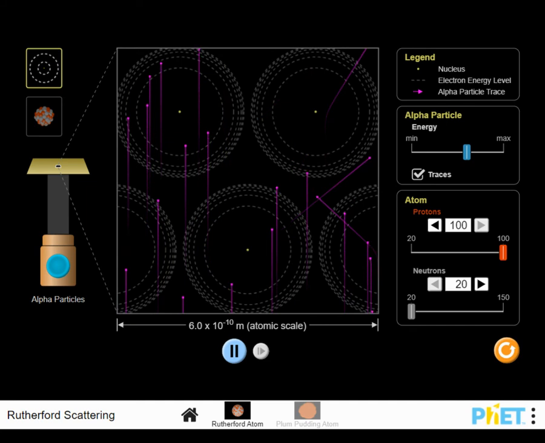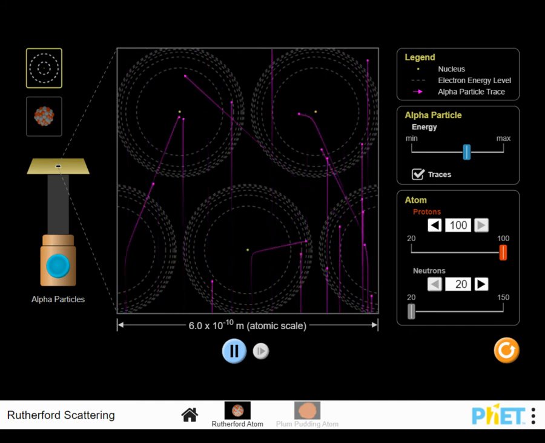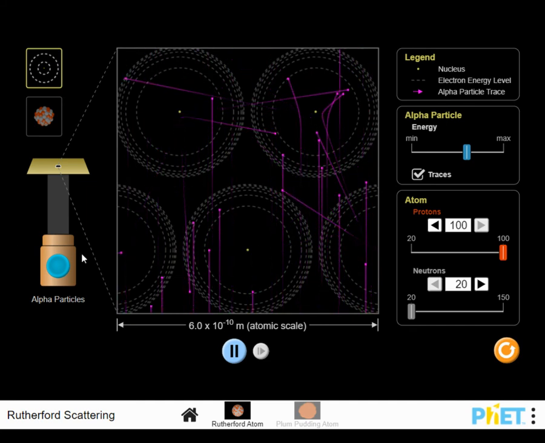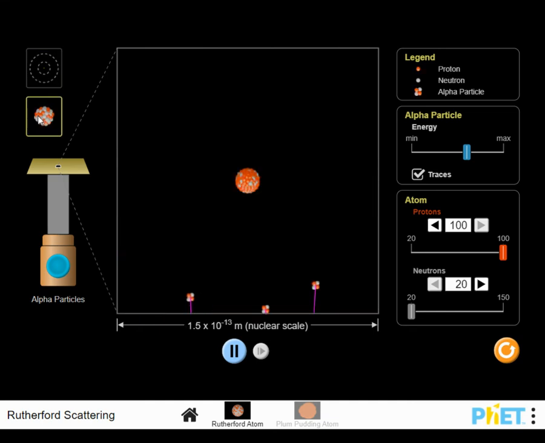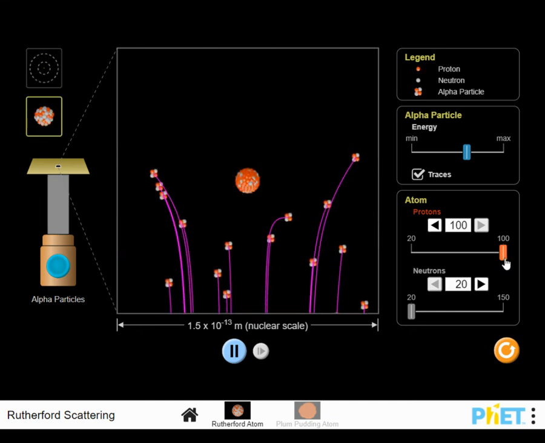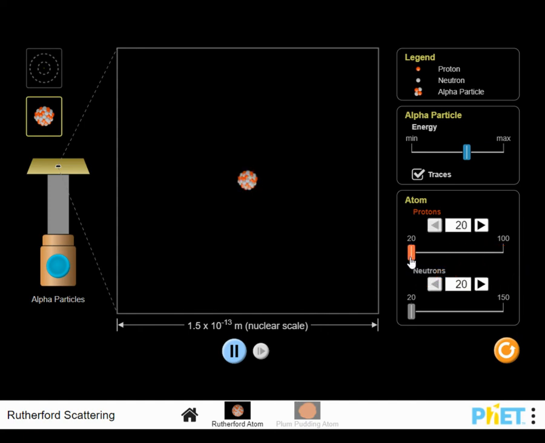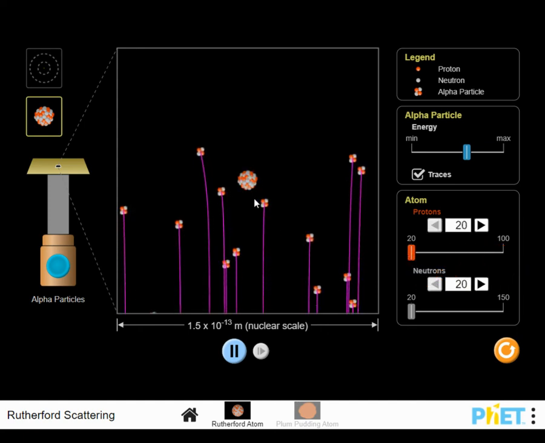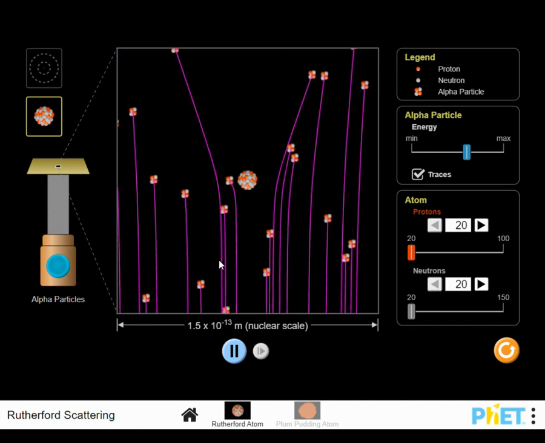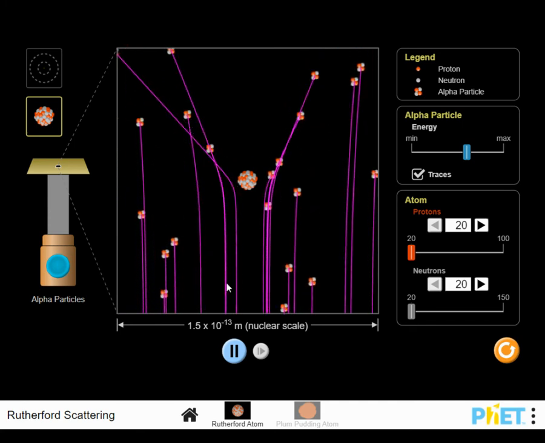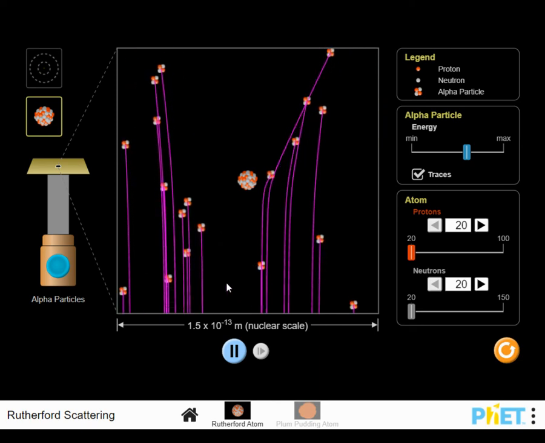Number 5 says, click on the red or gray sphere and reset the number of protons to 20. Okay, so we're going to look at our simulation. Here's the red and gray sphere. This is actually showing you up close on the nucleus. We're going to return the protons to 20 and look at what happens. So this is the nucleus of the atom that these alpha particles are being shot at. All right, so there's 20.